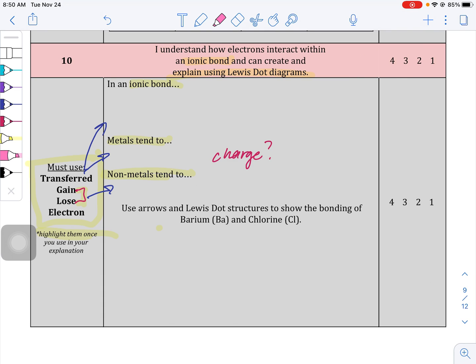And then down here, you're doing a bond of barium and chlorine. So just start out with your two elements like we did below. Get your Lewis dot, show the charges, and the number for the ion, right? And then give the name of the new element.